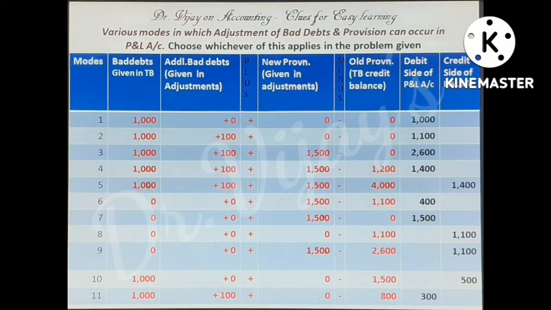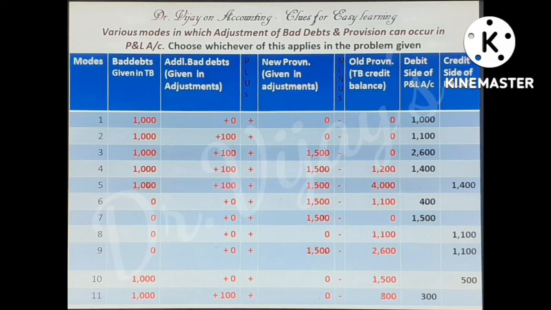If the final answer is positive, that item is to be debited in the profit and loss account, and if negative, it is to be credited in the profit and loss account. In the balance sheet, from sundry debtors on the asset side, you always have to subtract additional bad debts if any, plus new provision for doubtful debts.